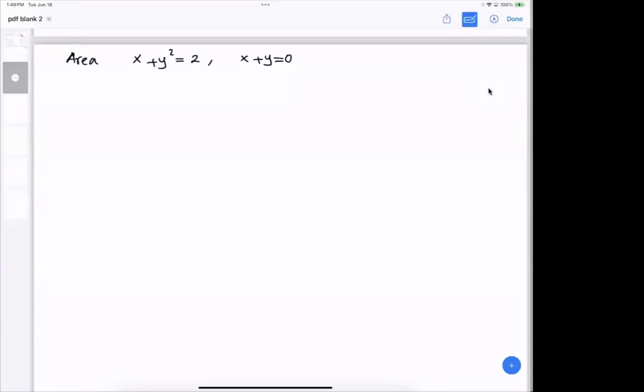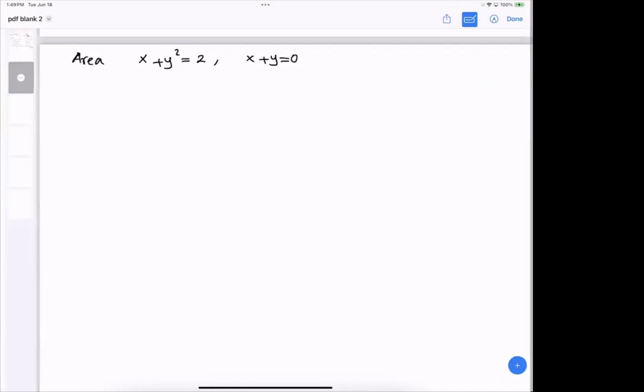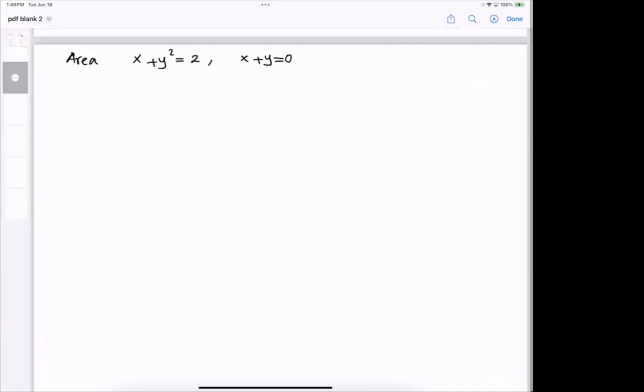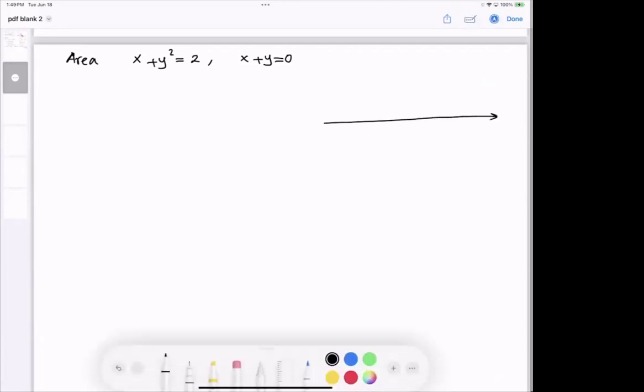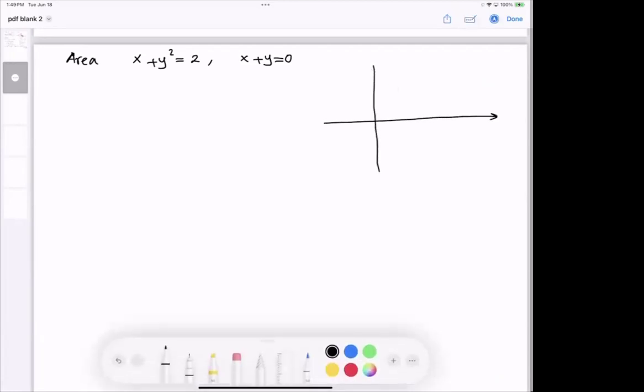So first we graph these two curves to see what is the intersection between them and what is the region that we are looking at. So here, first of all, you have your x-axis, then you have your y-axis here, and then the decreasing line, this is y equals negative x.